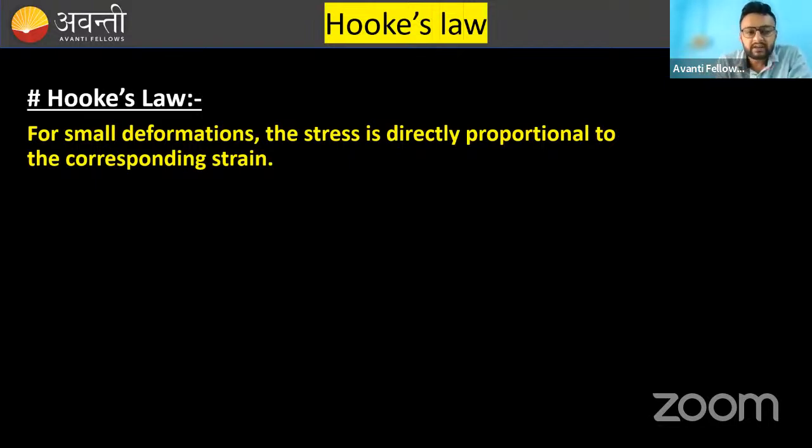So what is the meaning of corresponding strain? If the stress is longitudinal stress, then this longitudinal stress will be directly proportional to the longitudinal strain. If the stress is volumetric stress, then it will be directly proportional to the volumetric strain. That's the case here. I hope that is clear. So what is Hooke's law? For small deformations, the stress is directly proportional to the corresponding strain.